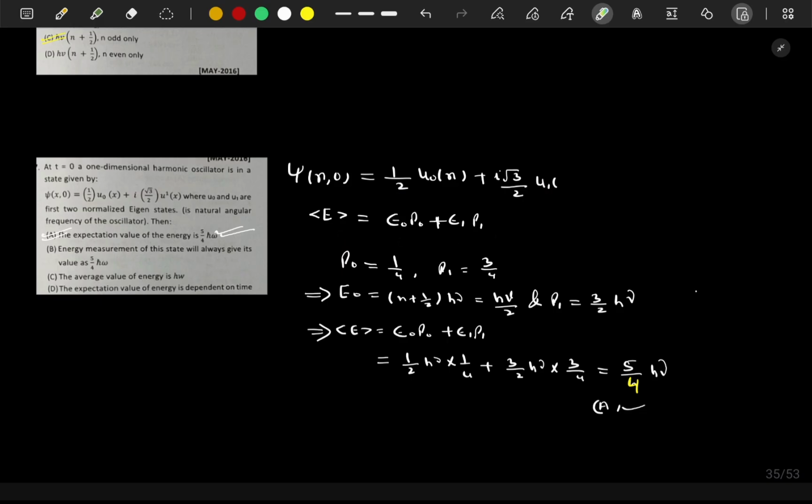So just remember, what is the probability? Here P0 is 1 by 4 and P1 is 3 by 4. And what are the energy eigenvalues? Calculate from (n plus 1 by 2) h nu, so h nu by 2 for n equal to 0 and n equal to 1. Put those in here. So you will have the answer 5 by 4 h nu.